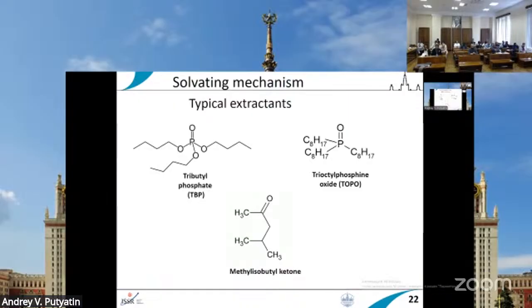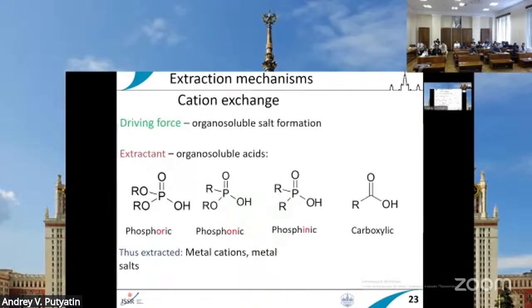Another example is methyl isobutyl ketone. It has only historical value. It was the molecule used before tributyl phosphate for reprocessing of spent nuclear fuel. It is very easy to produce such a molecule, but it has very critical drawbacks, such as high solubility in the aqueous phase. It's easy to blow up with nitric acid, and so on.